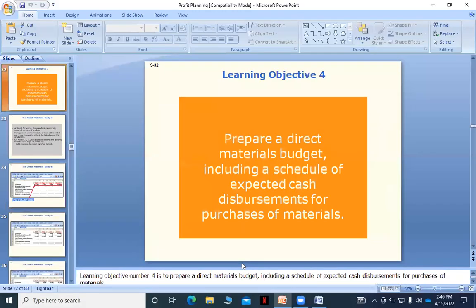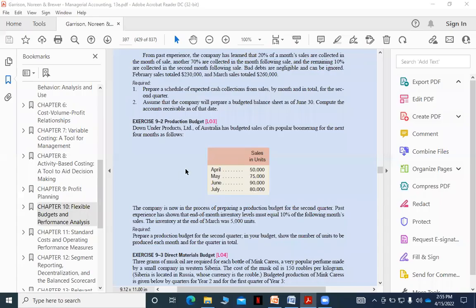জি স্যার, করান স্যার। So এই রিলেটেড আমরা একটা ম্যাথ। So here is our question. Down Under Product Limited of Australia has budgeted sales of its particular boomerang for the next 4 months as follows: April 50,000, May 75,000 units, June 90,000, July 80,000. The company is now in the process of preparing a production budget for the second quarter. Past experience has shown that end of the month inventory level must equal 10% of the following month's sales.